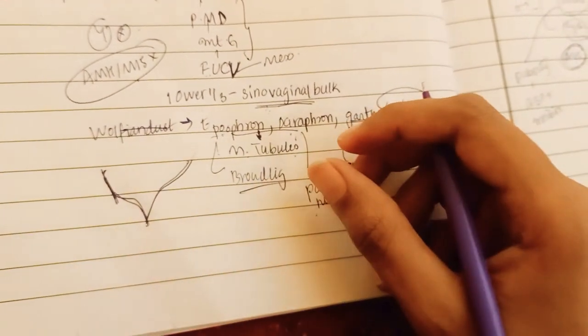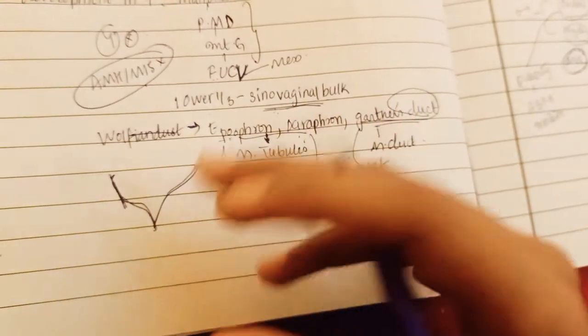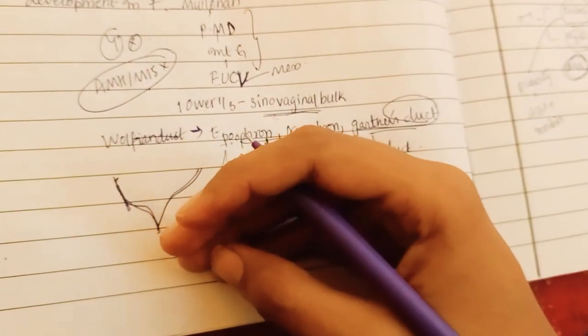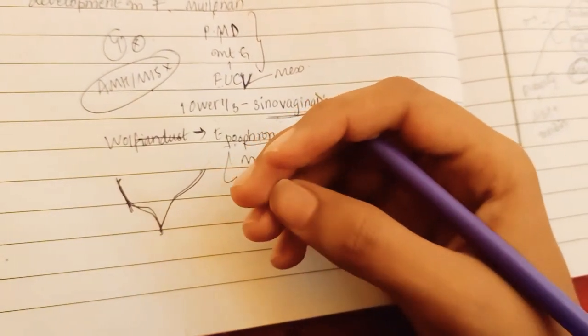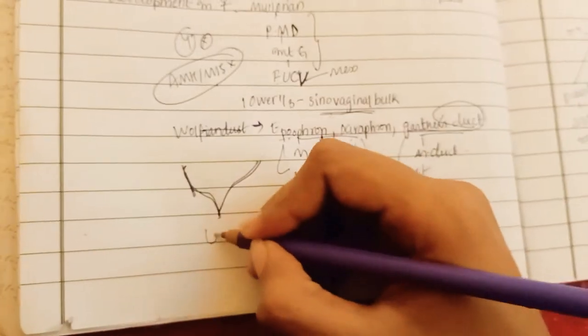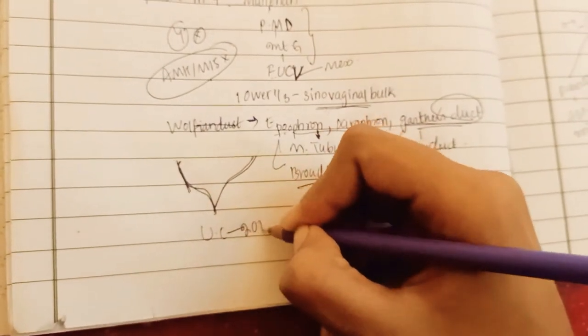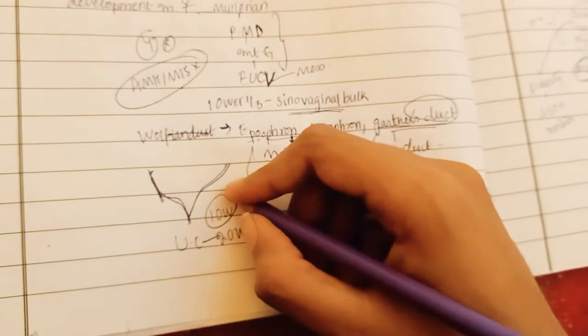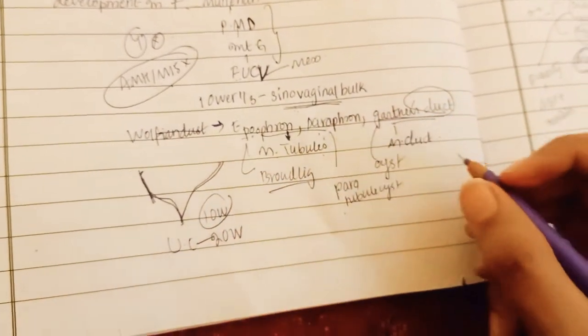Male and female internal genitalia can be differentiated by 10 weeks of gestation, because by 10 weeks the internal genitalia will be formed. The uterine cavity, however, is formed by 20 weeks. So normally the uterine cavity will form by 20 weeks, but the male and female internal genitalia will form by 10 weeks itself. Okay, and next coming to Gartner's cyst.